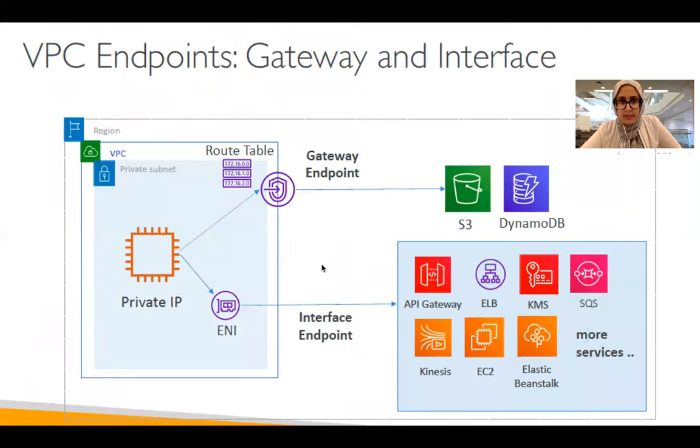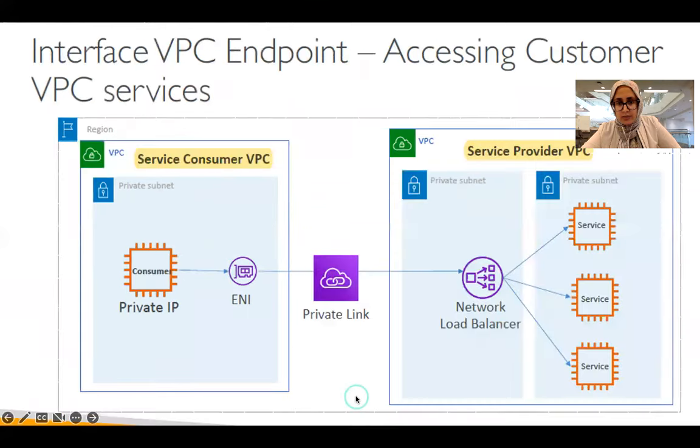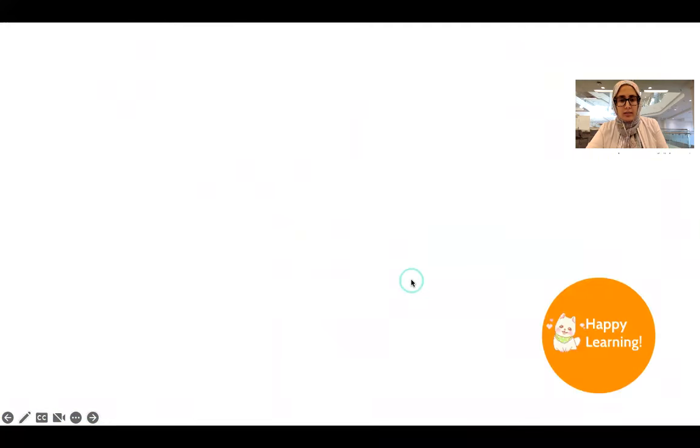So this is how endpoints can look. For S3 and DynamoDB, you go through the gateway endpoint, and for any other service you go through the interface endpoint. For PrivateLink, it's a bit bigger image compared to what I had before: service consumer VPC and service provider VPC. You have a Network Load Balancer in here, your ENI in the service consumer VPC, and between them you have PrivateLink. It's more secure and faster.